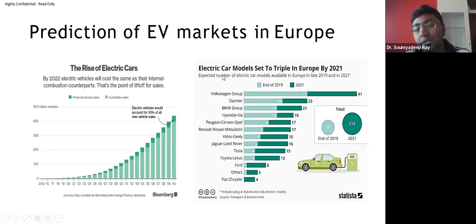On my right-hand side is the prediction for the European market, and you can see Volkswagen, Daimler, BMW, Hyundai, Renault, Volvo, everyone is in the race for the electric vehicle market. And you are all aware that in the Indian market you have Tata also. Even in the newspaper you will find Tata has a very aggressive electric vehicle market strategy, and they definitely have their own electric vehicle public transport.